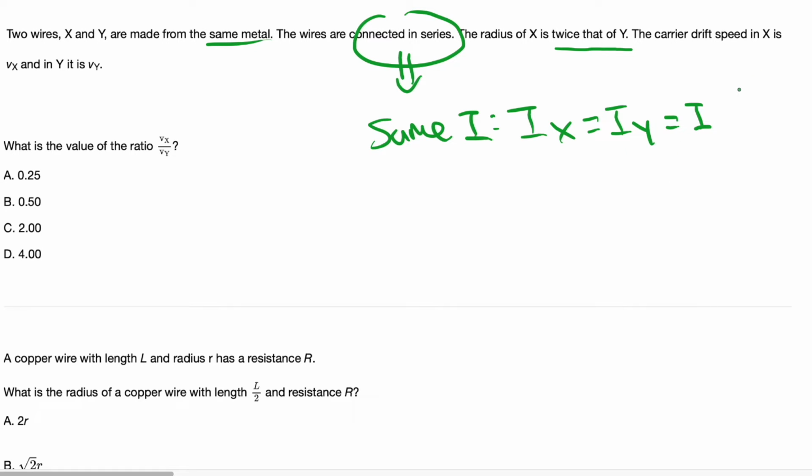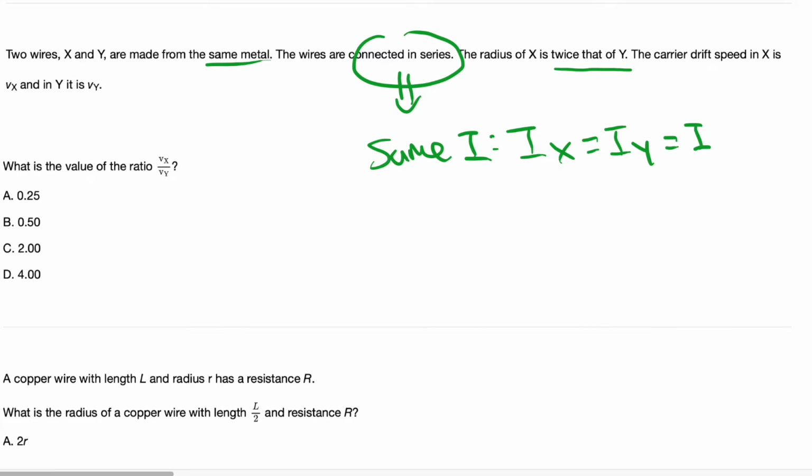So we need to know their drift velocity potential. We also know their radius ratio, right? Because the radius of X is twice the radius of Y, we can say that the area of Y is A, and the area of X is 4A, right? And current is equal to number of electrons multiplied by the charge of an electron multiplied by A multiplied by V, right?